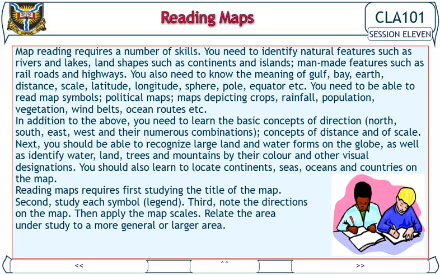Next, you should be able to recognize large land and water forms on the globe, as well as identify water, land, trees, and mountains by their color and other visual designations. You should also learn to locate continents, seas, oceans, and countries on the map. Reading maps requires first studying the title of the map. Second, study each symbol, legend. Third, note the directions on the map, then apply the map scales. Relate the area under study to a more general or larger area.